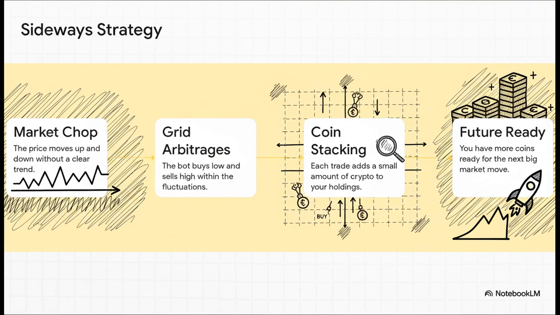As the market is just fluctuating, chopping back and forth, the bot is working for you 24/7. It's executing all these tiny buy and sell orders, and it's basically turning that annoying volatility into profit. With every single trade, it's adding another little fraction of a coin to your stack. So while everyone else is getting frustrated that the market isn't going anywhere, you're just quietly accumulating, building up your position for that next big move.